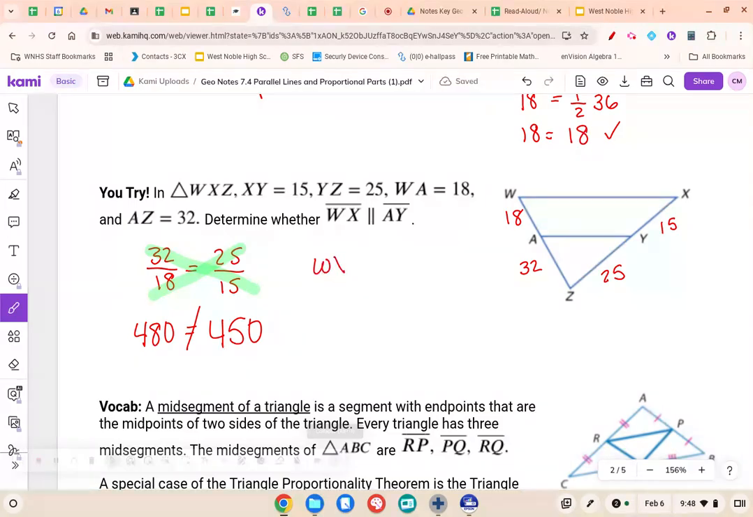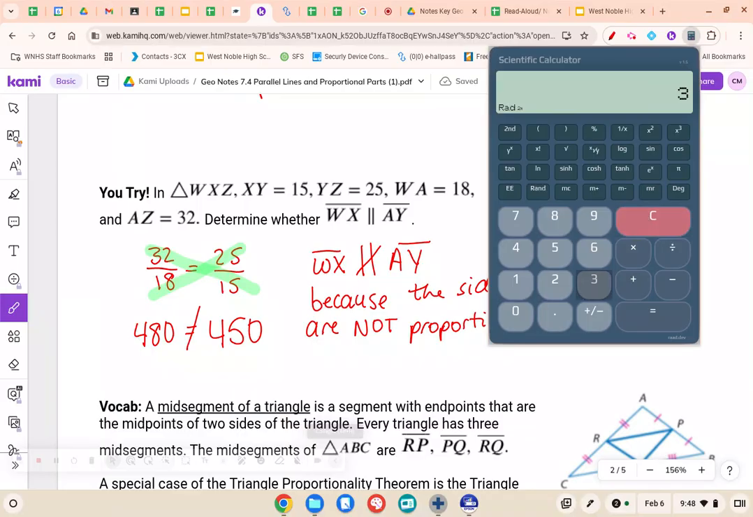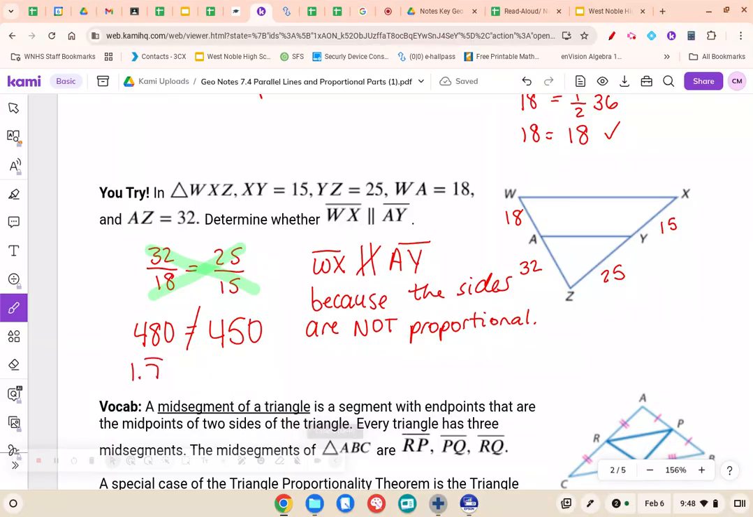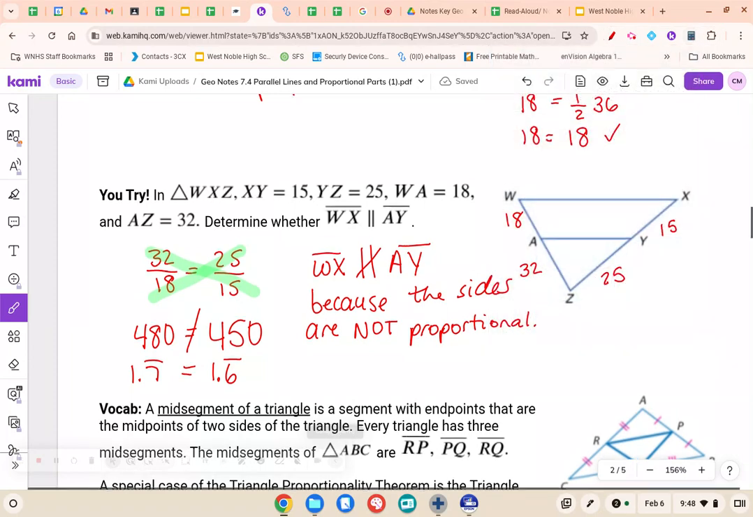So we can go ahead and say that segment WX is not parallel to segment AY because the sides are not proportional. You could also, like I have said before, either reduce these fractions or figure out the decimals and see if they're the same. So this one is about 1.7 repeating, and 25 divided by 15 is about 1.6 repeating. So these are also not the same. So there's multiple ways you can check this.